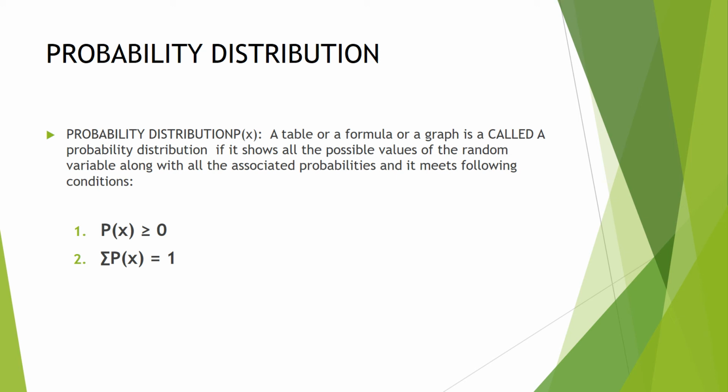A probability distribution satisfies the following two conditions, which are written over here. Number one is that each and every probability must be non-negative, as we already know; it can be 0 or greater than 0. And then, when you sum the column of probabilities, the sum must be 1.